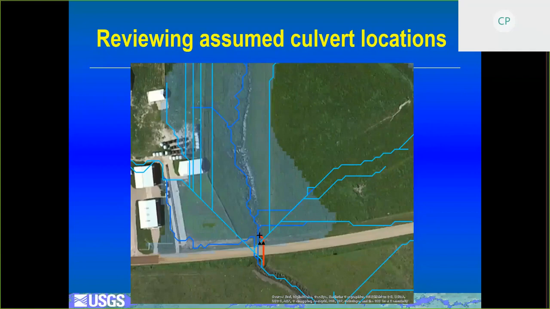So the tool will come up with these assumed culvert locations or potential culvert locations, and I'm going to go through a couple examples of those. Again, this is a stream that flows roughly from the top of the photo down to the bottom.